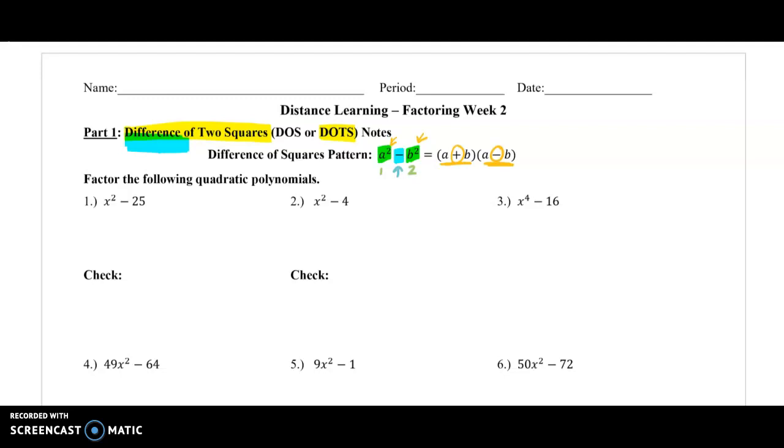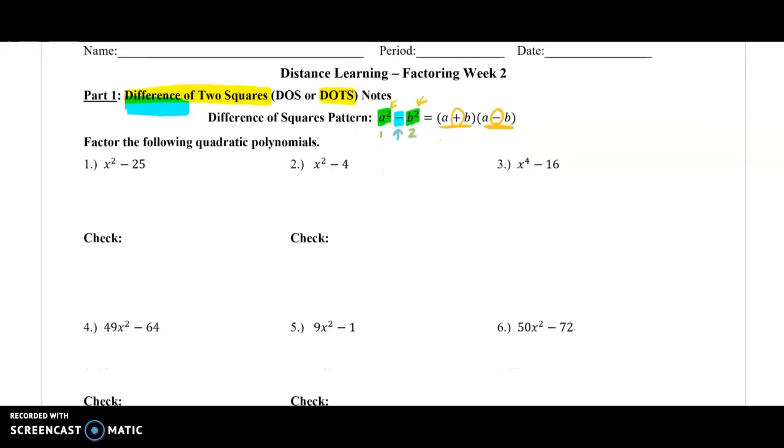Let's get into some examples to see if we can figure this out. If it's not making sense yet, hopefully it will start to. Factor the following quadratic polynomials. Remember, quadratic means x squared. That's what a quadratic equation is. If you notice, number 3 is actually not a quadratic. We wanted to throw that in there. That's actually a quartic, but you'll see, because we wanted you to see what those problems look like.